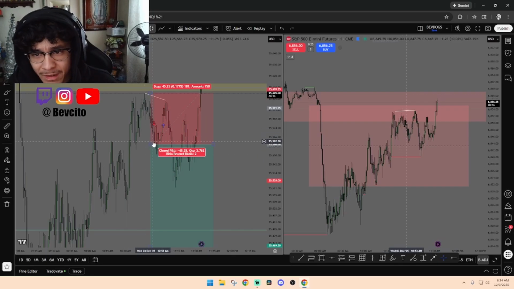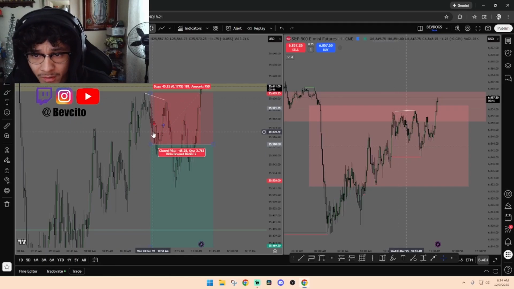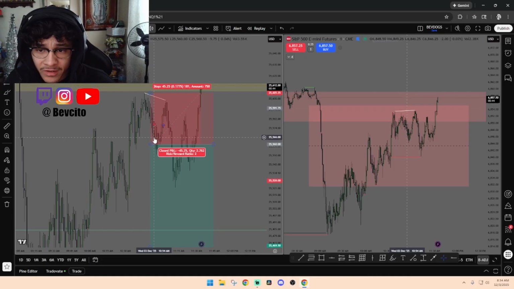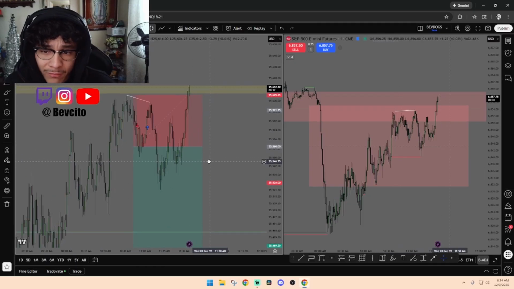The CISD that we got was pretty atrocious. Now that I come to look at it, let's see. We have this one right. Okay, so we have the sweep right here. This set of down close candles, entered on here. Actually, no, entered on this candle. So actually, yeah, I entered on this change in state of delivery. So yeah, entered on here. It was definitely a bad trade.